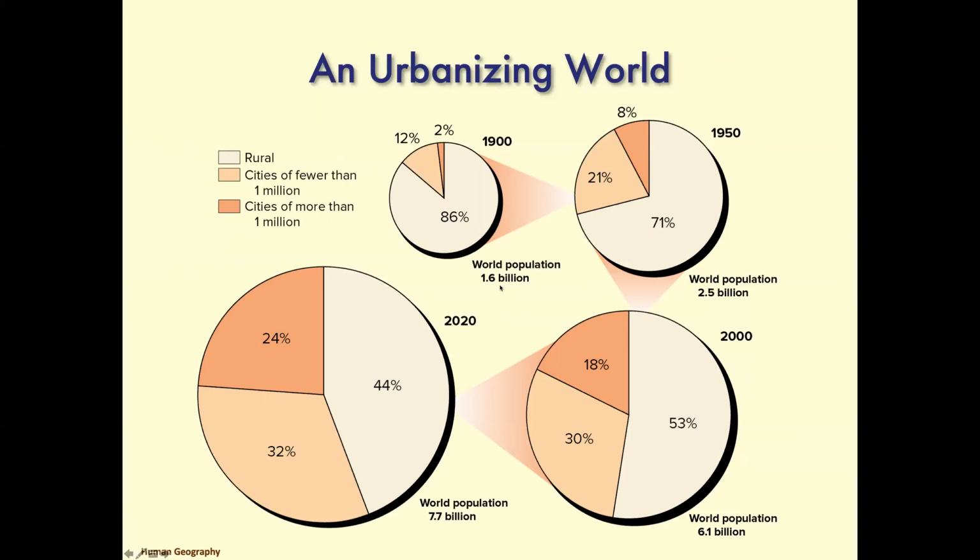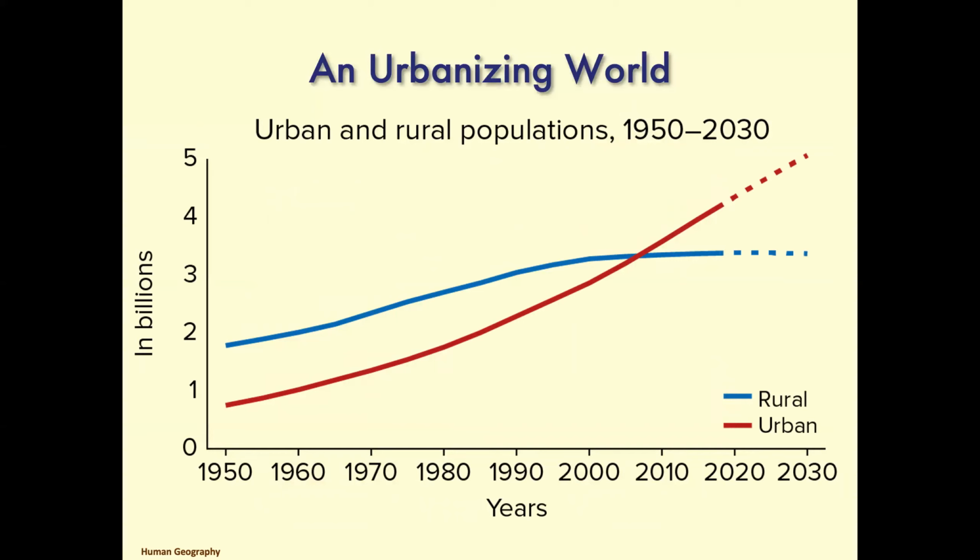In 1900, the population was 1.6 billion, 2.5 in 1950, 6.1 in 2000, and 7.7 roughly now. The world is headed towards a population of over 9 billion by the year 2050. It's a lot of people. Here's the idea of the urbanizing world and the rural world. Notice how the red line is shooting up, whereas the rural line has pretty much flattened out. And that's going to continue. Eventually, that rural part will go down. The blue line will start to go slightly down, and that red line will continue to go up.